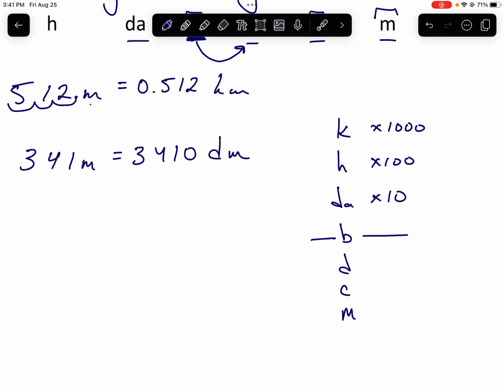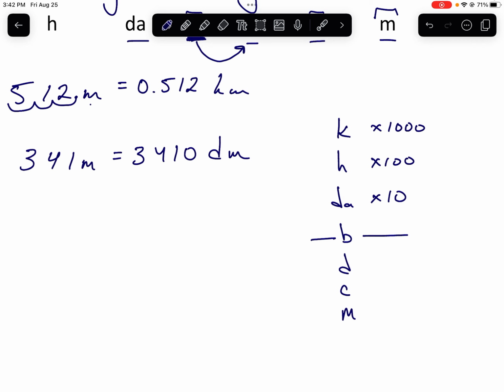So the way to think about this is 1 kilometer would be equal to 1,000 meters. 1 hectometer would be 100 meters. And 1 decameter would be 10 meters.